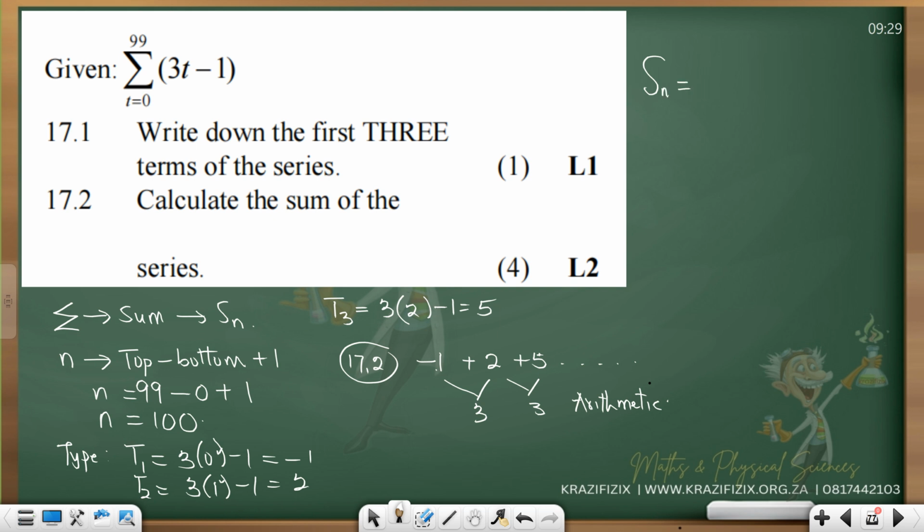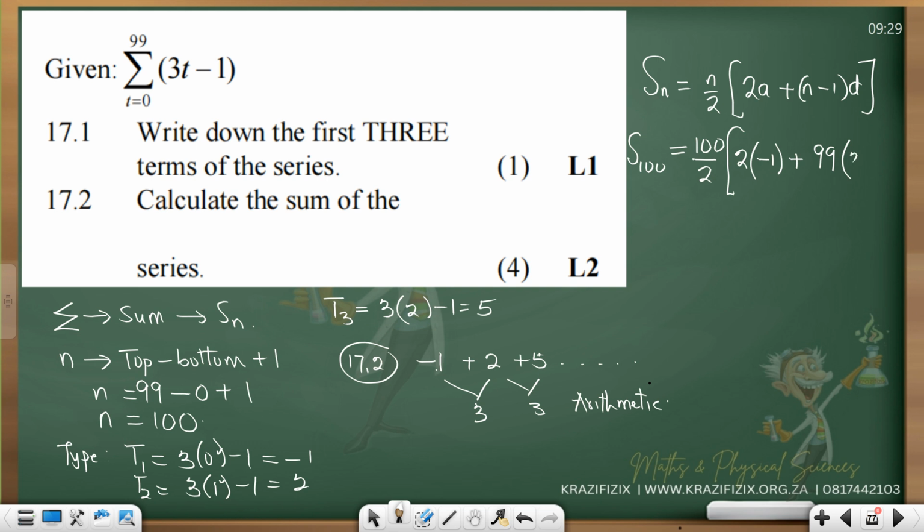Sum: N over 2 to... I already know that there are 100 terms there, which is calculated. 100 over 2. What is our first term? We got negative 1 already. 99 here. And what is our difference? We got 3. You see, everything comes back to what you calculated in bits. And you put that in a calculator, which you will do, and give me an answer.